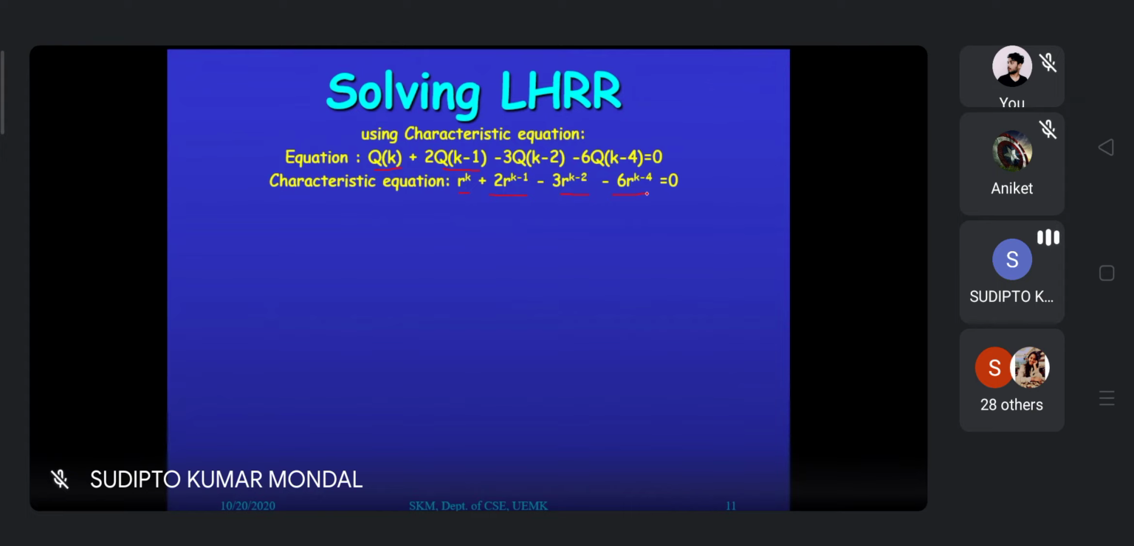So every term is replaced by a power of r. If it is given as k, then r to the power k. If it is given as k minus 1, then r to the power k minus 1. Then identify the minimum r power term. What is that? r to the power k minus 4. Divide the entire expression by that. So r to the power k by r to the power k minus 4, and this way all the terms are divided by r to the power k minus 4. We get r to the power 4 plus 2r cube minus 3r square minus 6, and that is known as the characteristic equation.